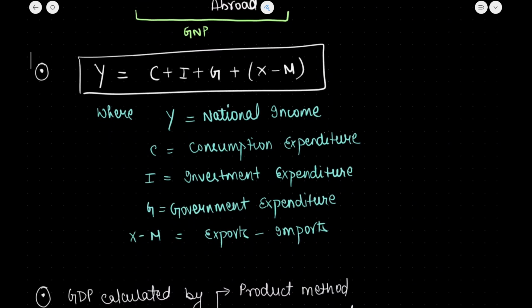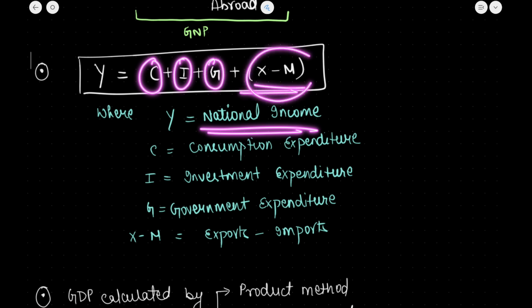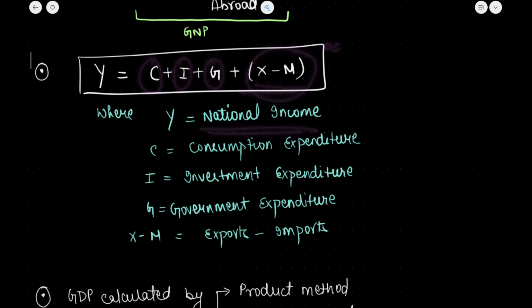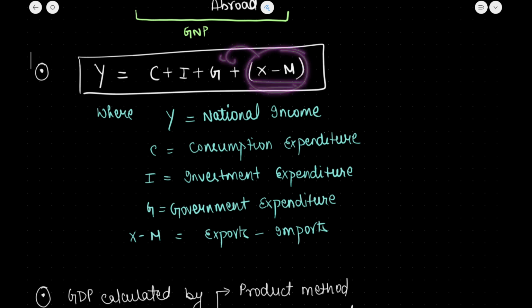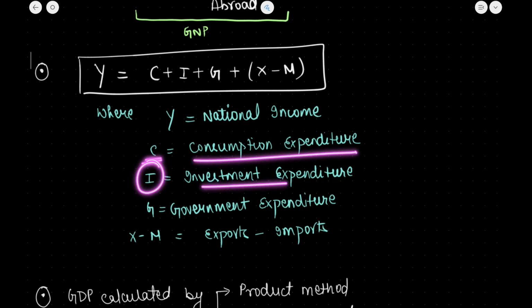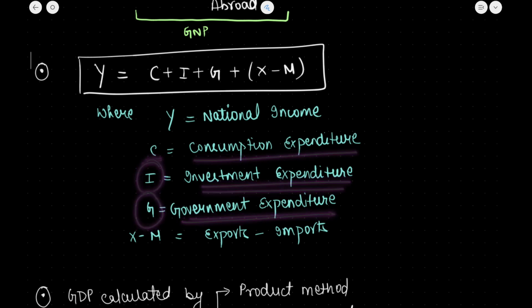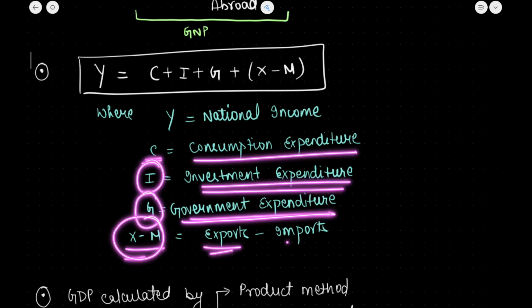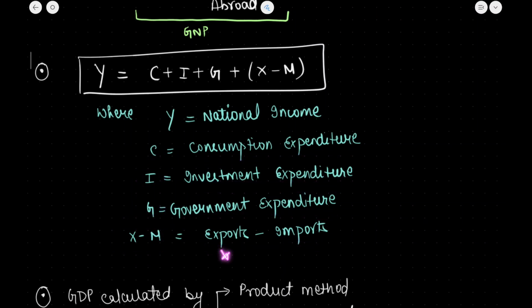Another formula for national income is C plus I plus G, and we have to add X minus M to it. Okay, the net effect of X minus M is added, in which C stands for consumption expenditure, I stands for investment expenditure, G stands for government expenditure, and X minus M is export minus import. It means X here means export and M here means imports.